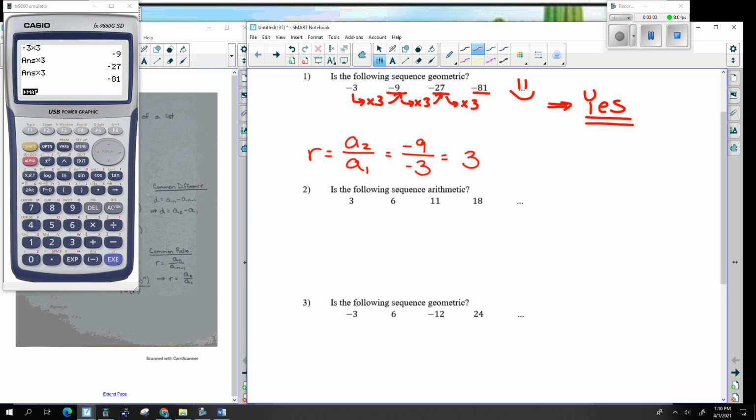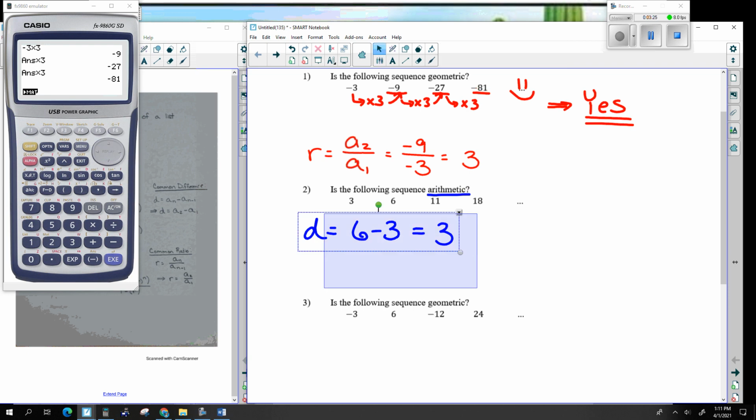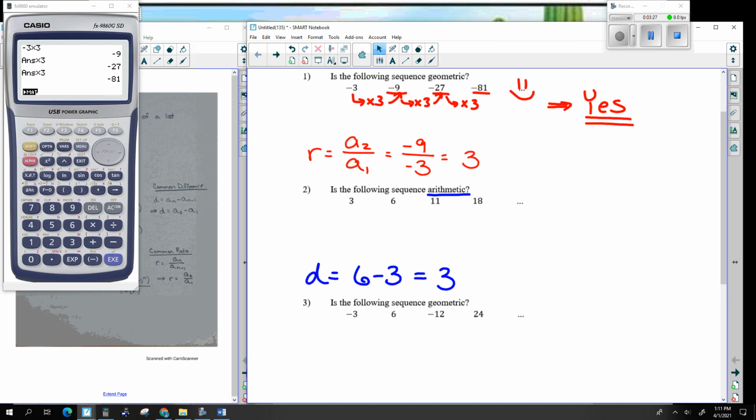Okay, the next is we're checking to see if this is... I don't know if this is a typo, but this one's asking, is this arithmetic? Arithmetic would be a common difference. So the common difference would be 6 minus 3, which is 3. So is this arithmetic, aka is this adding? So +3, so far so good. +3, uh-oh, that should be the number 9. Oops, so no, this is not arithmetic.